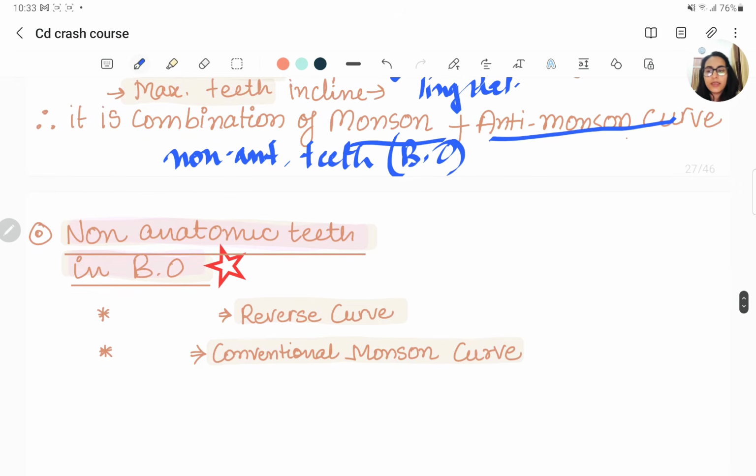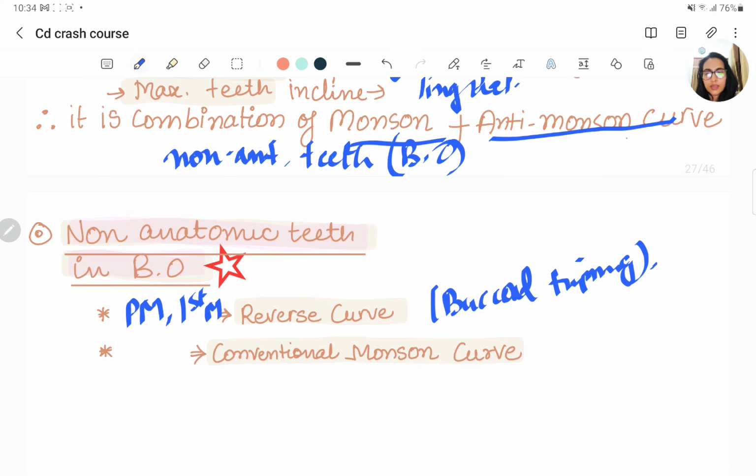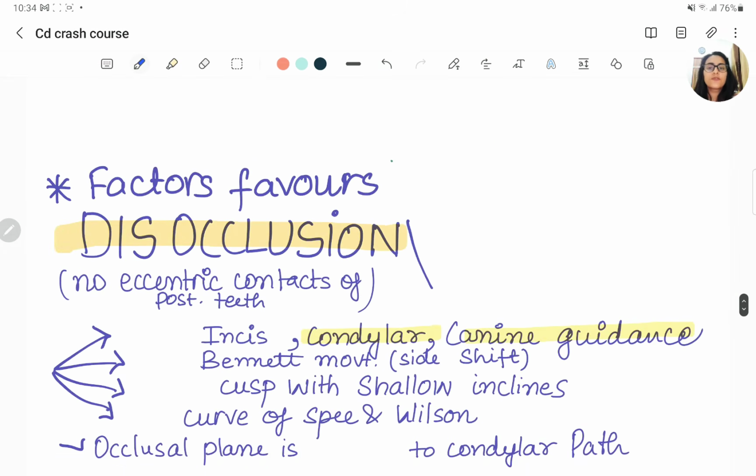So non-anatomic teeth in the balanced occlusion, the premolars and first molar are arranged in reverse curve, that is to promote the buccal tipping and basically to seat the denture. And second molars are arranged in a conventional Monson curve. So premolars and first molar in the reverse curve and second molars in a conventional Monson curve to prevent the eccentric lateral balance. So the factors which favor disocclusion.